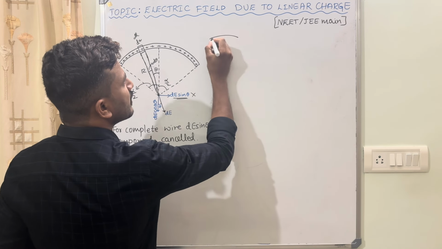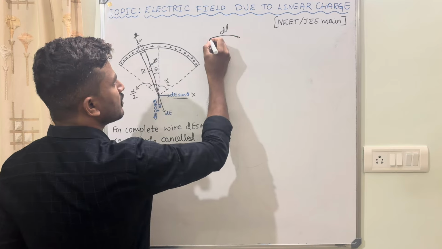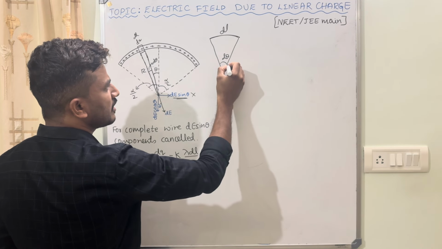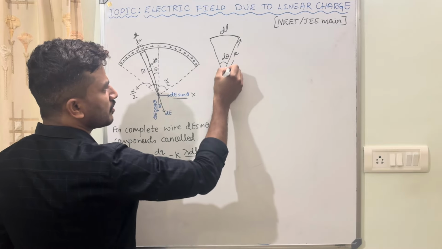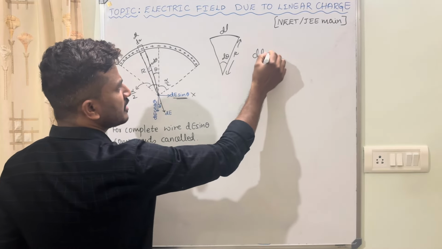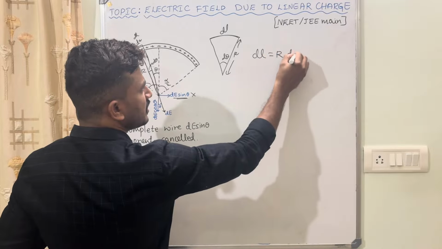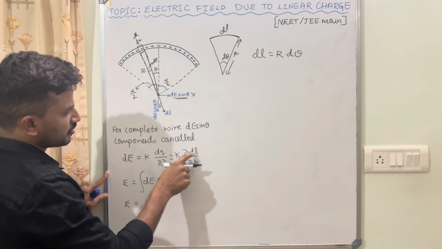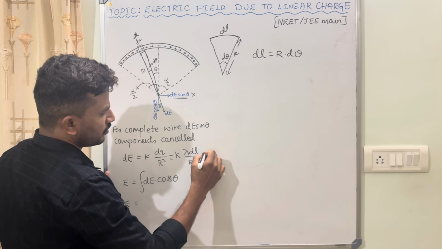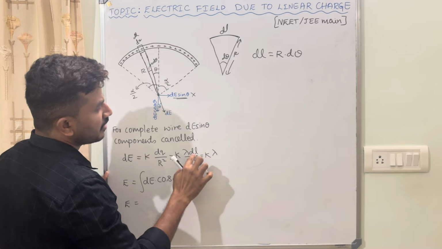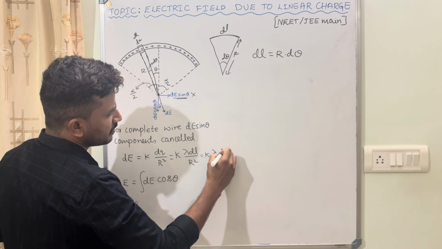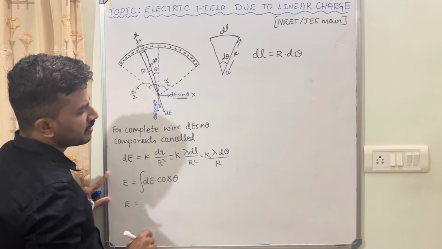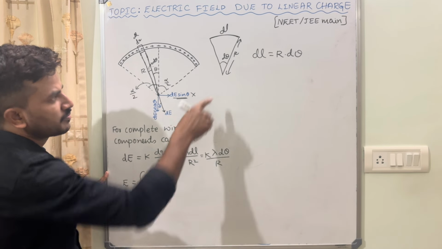See, if we take a curve like this, if this is dl, its length can be given in terms of d theta and radius r also. Why? Because this is arc length. Arc length is given by r into d theta. So I will substitute that here. So K lambda dl is r d theta divided by r square. One r gets cancelled. Only lambda d theta by r will come. Okay, is it clear?